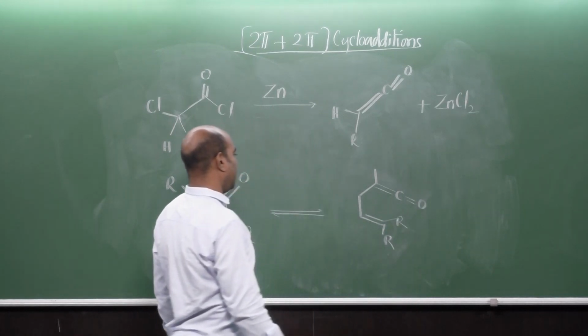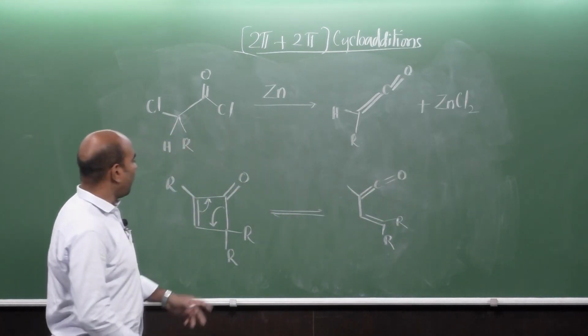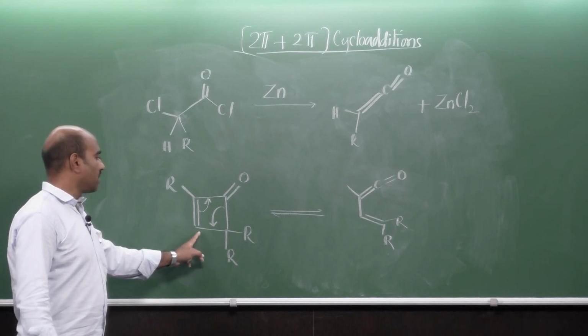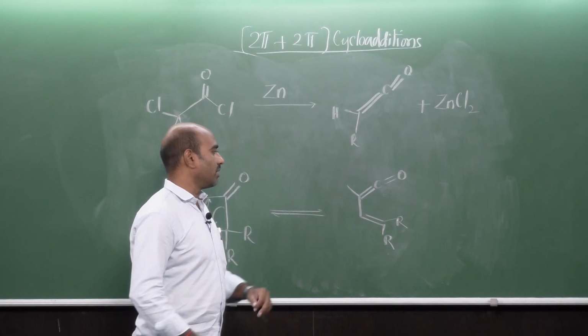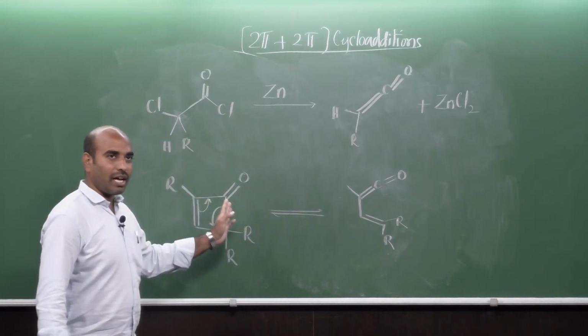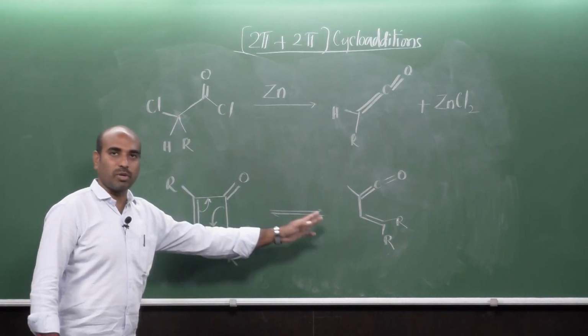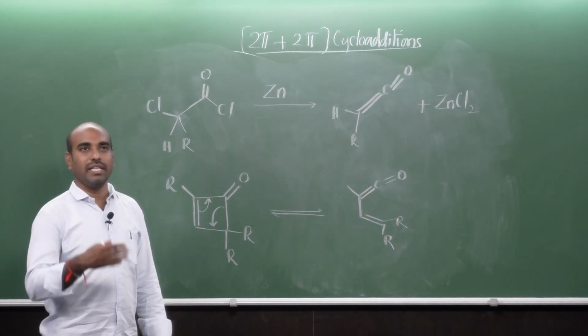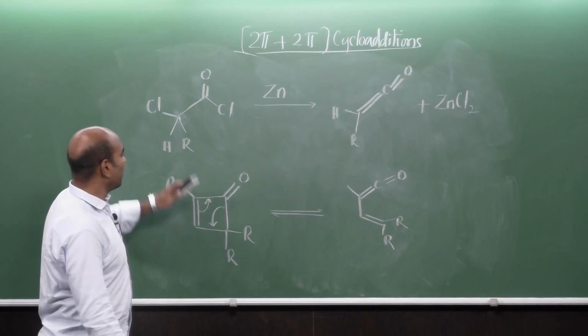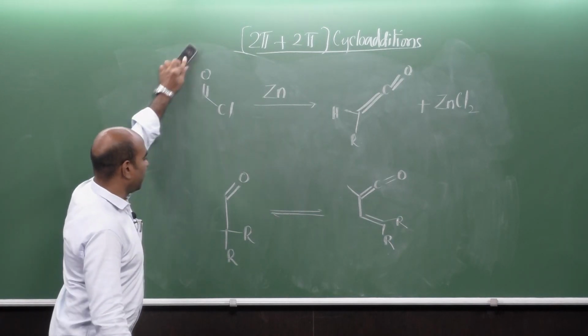So, you will get ketene like this. An electrocyclic ring opening of this molecule gives a ketene this way. So, that is how you are again using pericyclic reactions in the production of the ketene also, which will be further used in the cycloaddition reactions, 2π plus 2π cycloaddition reactions.